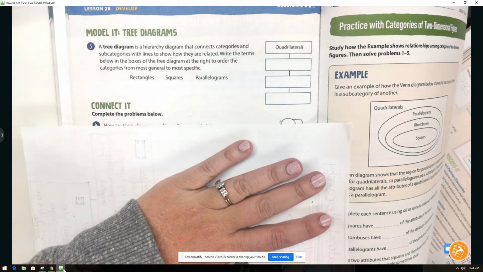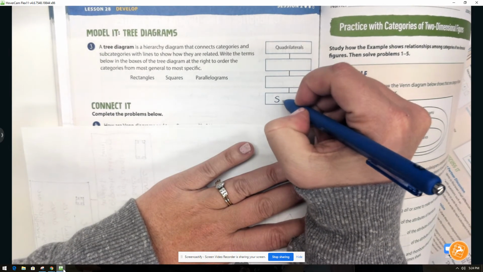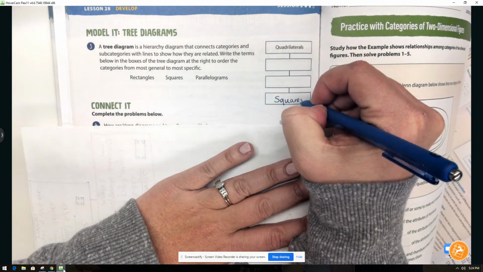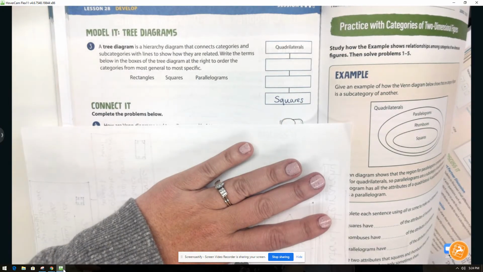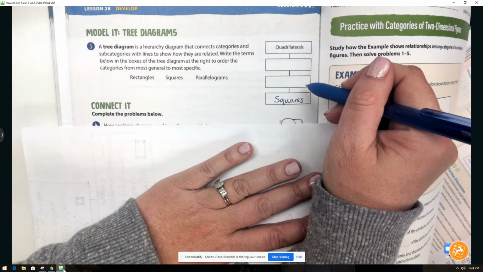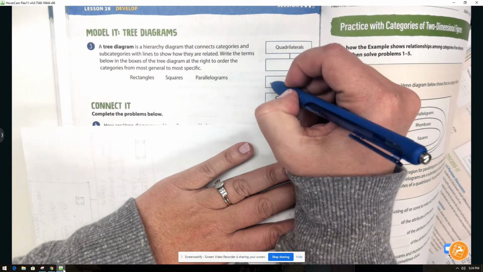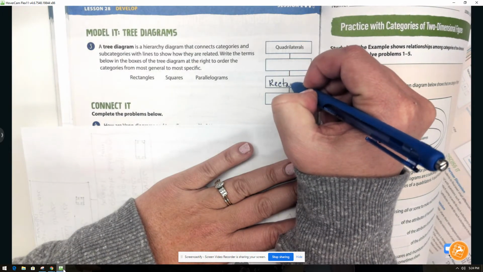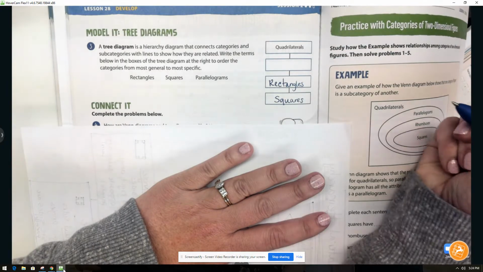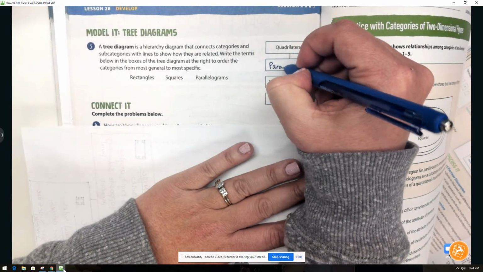Which shape do we know has the most attributes that make it the most specific? That's right, the squares. We know that squares have the most attributes, so they're going to be on the bottom. We know then up from squares, what did we have that was right above squares? That's right, rectangles. And then what was above rectangles? It was parallelograms.